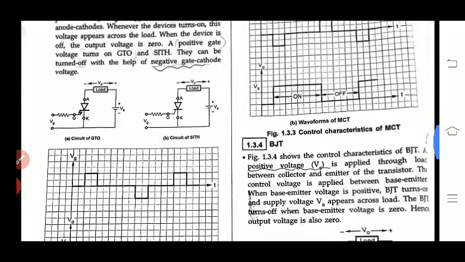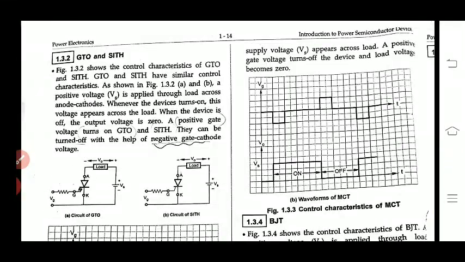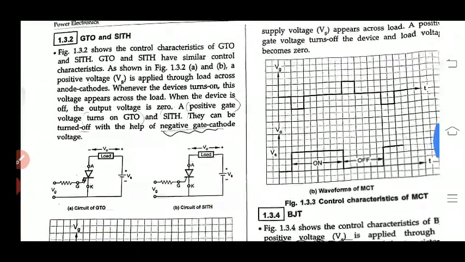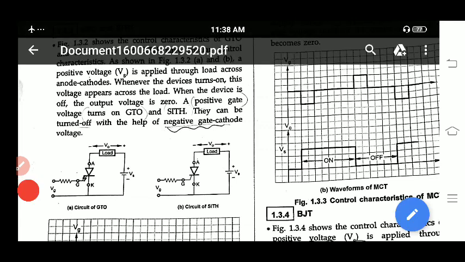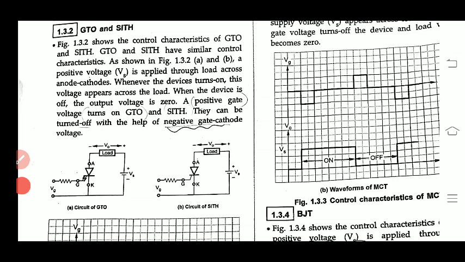Next we'll see the control characteristic of GTO and SITH. What is the meaning of GTO and SITH? Gate turn off SCR, and static induction thyristor. These two behave similarly to the SCR, but the gate has control over the device during turn on as well as turn off. But in the SCR, during turn off, the gate doesn't have any control. GTO is used in low power applications, SITH is used in high power applications.